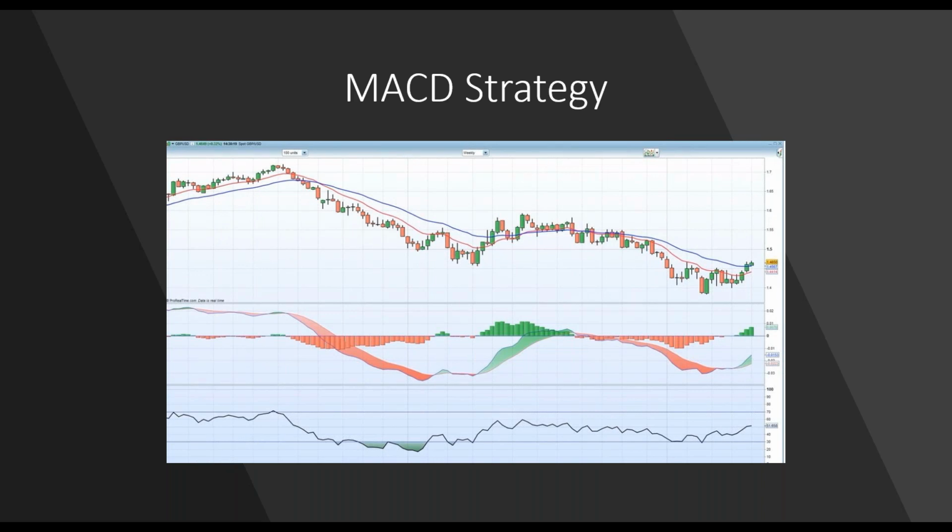Indicator 5, Confluence. The last indicator isn't a new one. It's indicator confluence, which means to use indicators and their signals to take a trade.